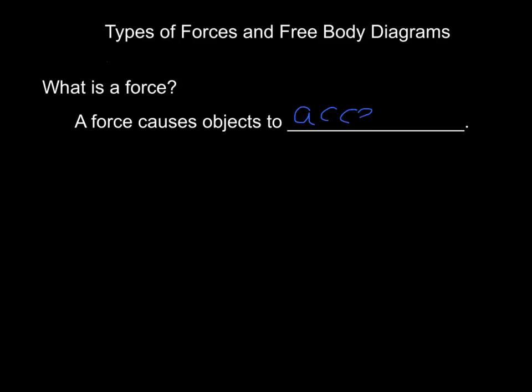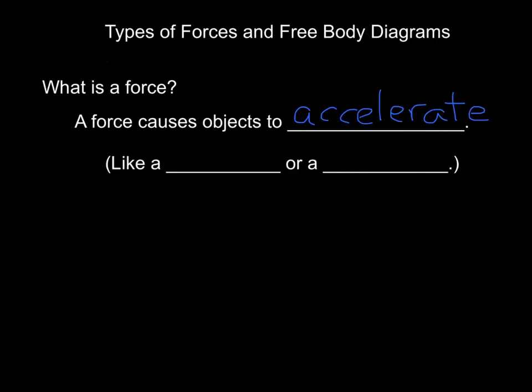We have already talked about acceleration. We know that that's a change in velocity, meaning you're speeding up or slowing down. So a force is something that causes objects to do that. It causes objects to accelerate, either speed up or slow down. Something that causes an object to accelerate might be something as simple as a push or a pull, on a door, on a desk, hopefully not on a person. Something like a push or a pull that causes objects to change their speed is a force.